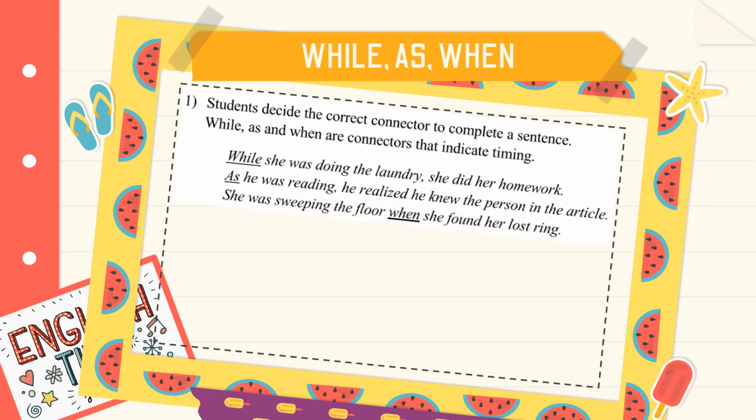Okay, and then she was sweeping the floor when she found her lost ring. When is used to indicate the second action. Okay, so while is followed by past continuous, and as is also followed by past continuous, and when is followed by a past simple, like that, grade 5.